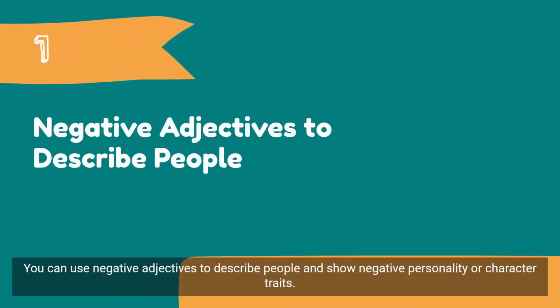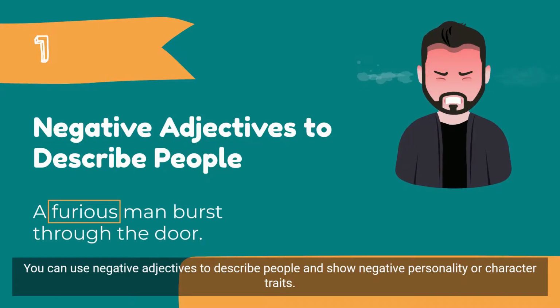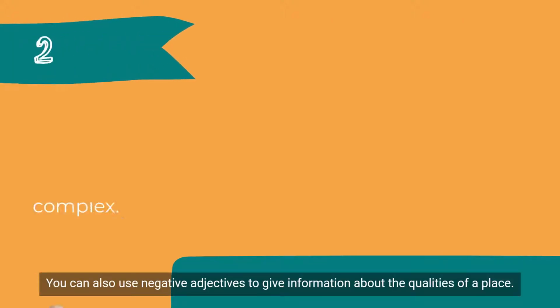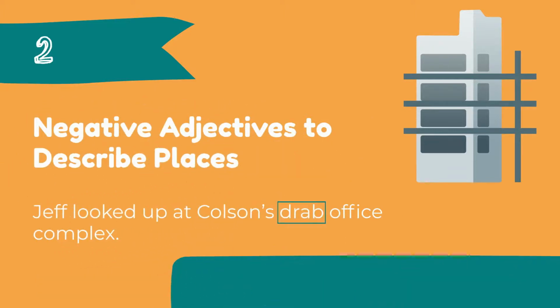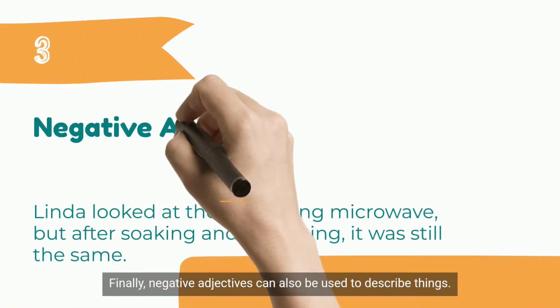You could use negative adjectives to describe people and show negative personality or character traits. You can also use negative adjectives to give information about the qualities of a place. Finally, negative adjectives can also be used to describe things.